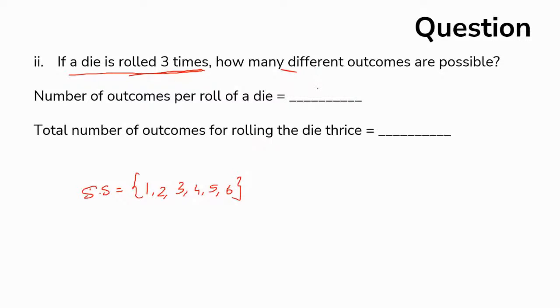The number of outcomes per dice roll is 6, and the total number of outcomes of rolling a dice is given by 6 power n, where n is the number of dice rolled, or the number of rolls. In that case here it is 6 power 3. So it is going to be nothing but 216 as your answer.